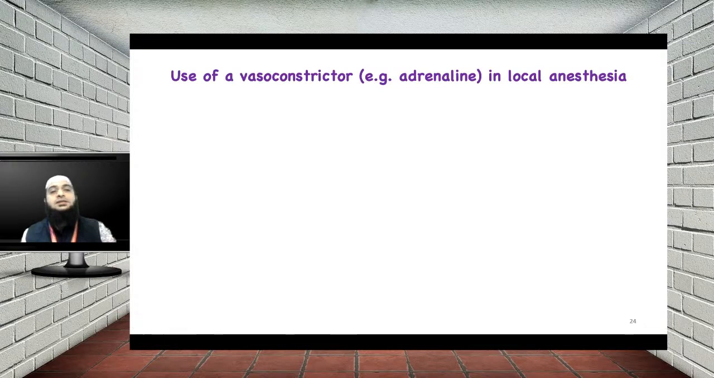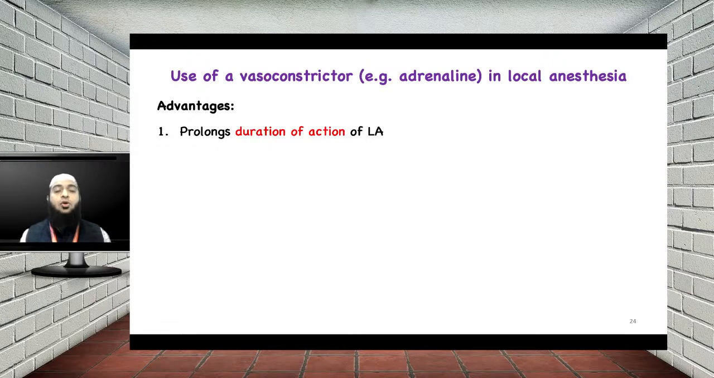Now let's see what is the role of vasoconstrictor, or why vasoconstrictors like adrenaline are used in case of local anesthesia. So the first reason, or the advantage of the vasoconstrictor in case of the local anesthetic, is that it prolongs the duration of action of the local anesthetics. Now why is it going to prolong? Because the adrenaline is a vasoconstrictor, it will limit blood supply, and due to limited blood supply, there is no washout, or there is no removal of the drug from the site of action. So the drug remains more at the site where it is applied.